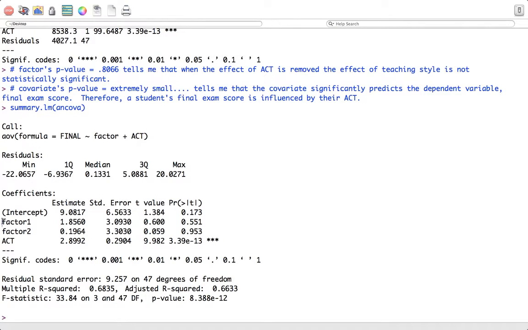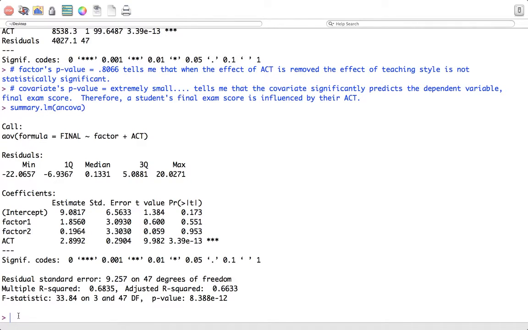This factor 1 compares teaching group 1 to teaching group 0. And this factor 2 compares teaching group 2 to teaching group 0. Nevertheless, when we break this down, we see that the only significance that we have here is in the covariate, or the ACT. So if somebody was hoping that one of these three teaching techniques seems to be more effective than the other, it doesn't seem to be.